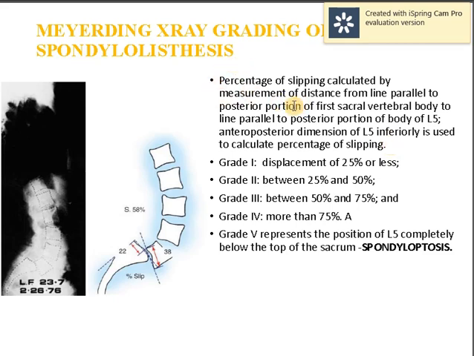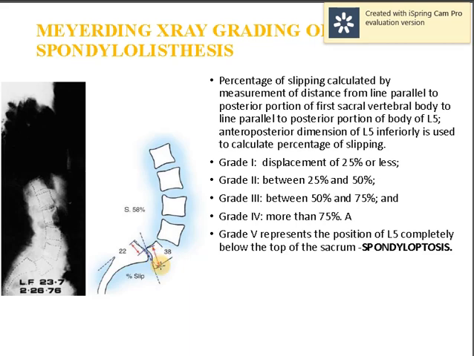So first it is the measurement of the distance from the line parallel to the posterior portion of the first sacral vertebral body. So this is the first sacral vertebral body. This is the line parallel to the posterior portion of the sacral vertebral body to the line parallel to the posterior portion of the body of L5, the anterior posterior dimension of L5.